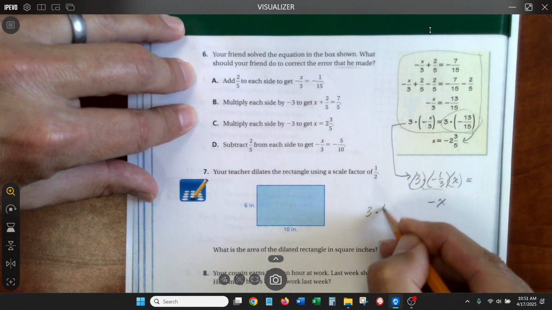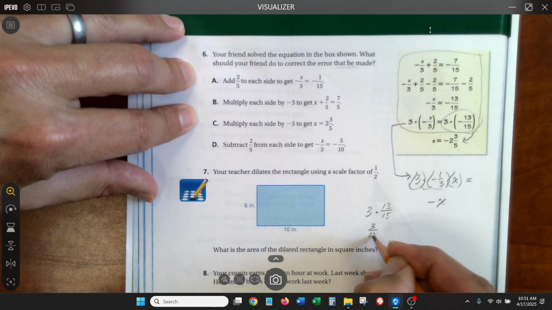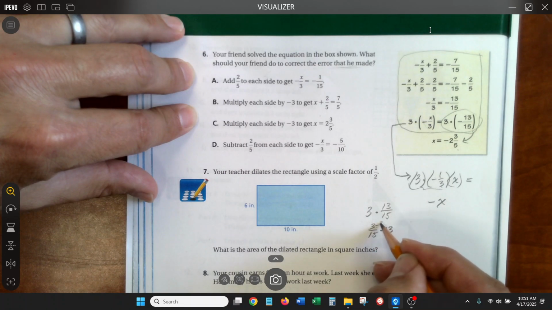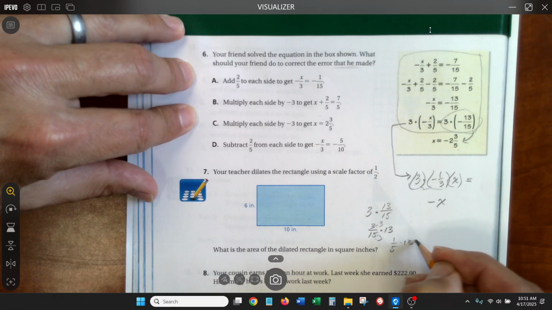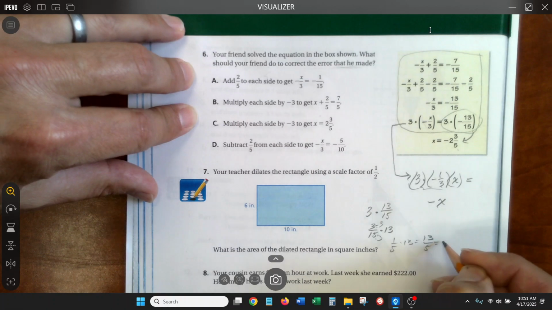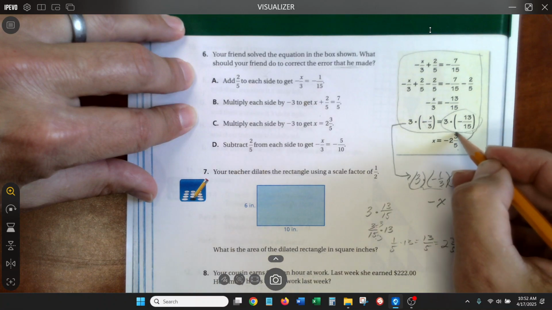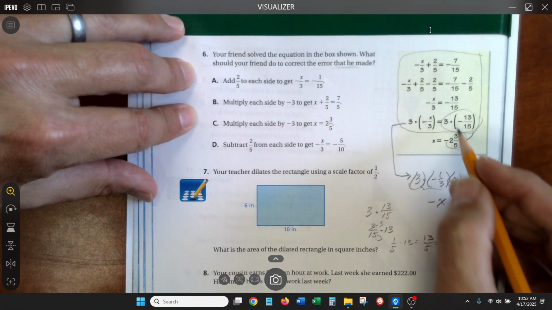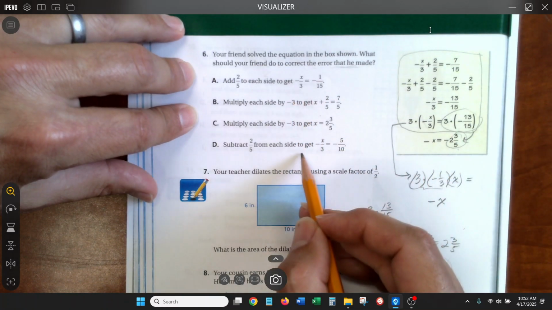But 3 times 13 over 15 is the same as 3 over 15 times 13. And 3 over 15 reduces to 1/5. So 1/5 times 13 is 13 over 5, which is 2 3/5. So the 2 3/5 is correct. What's wrong is that they should have put a negative sign here, but that's not an option.